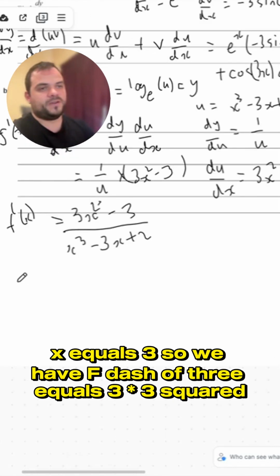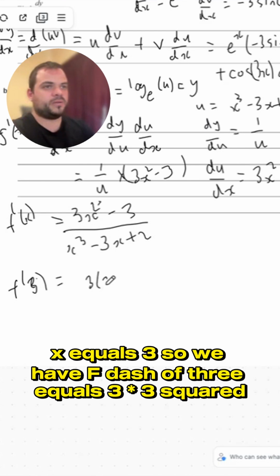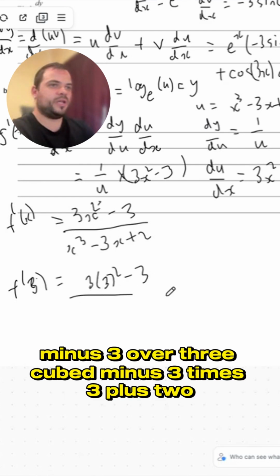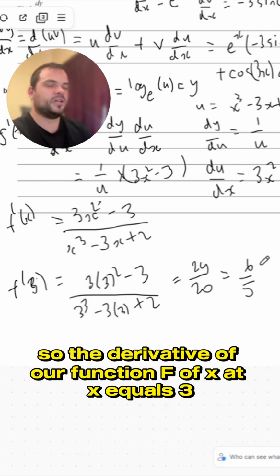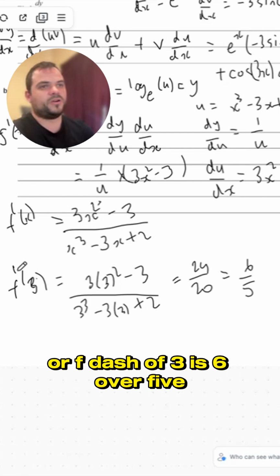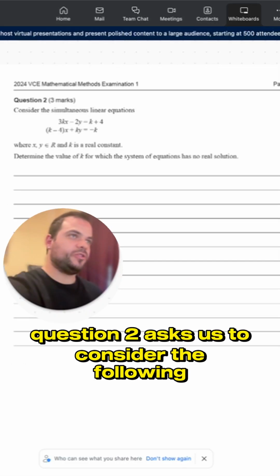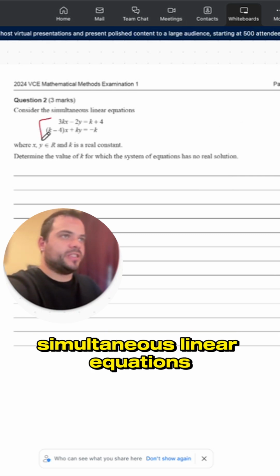So we have f'(3) equals (3 times 3 squared minus 3) over (3 cubed minus 3 times 3 plus 2), which if you simplify gives you 24 over 20 or 6 over 5. So the derivative of our function f(x) at x equals 3, or f'(3), is 6 over 5. Question 2 asks us to consider the following simultaneous linear equations.